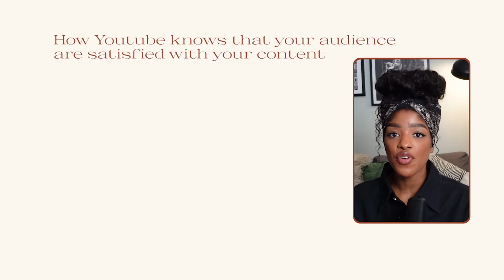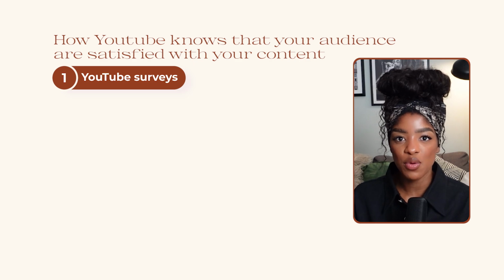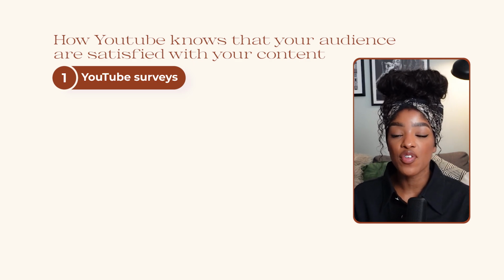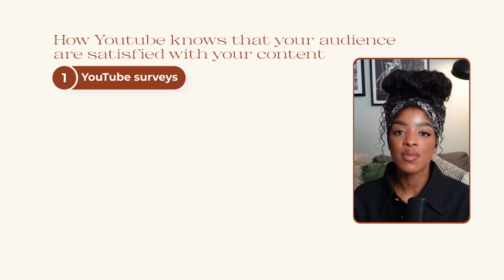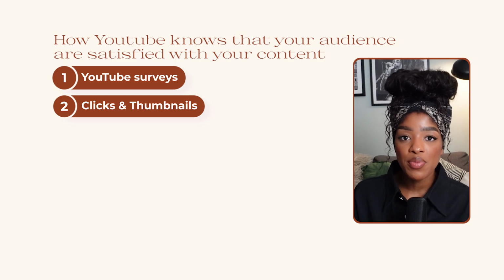So even things from asking people, like, have you ever seen those YouTube surveys that pop up when you're watching a lot of content? That is one of the signals that they look at. But they also look at a variety of other signals that we've seen in the past. For example, clicks and thumbnails, still super important. They're not the only important thing now, but they are still one of the signals that they're looking at.